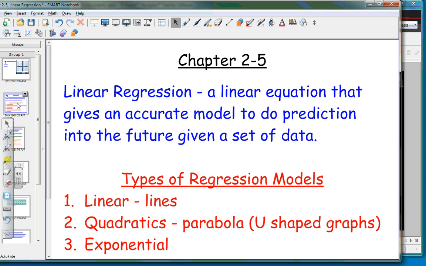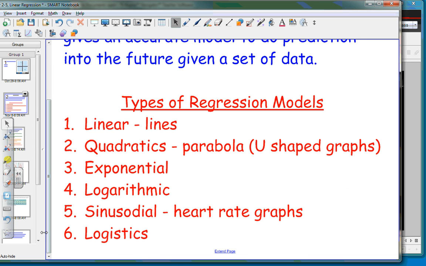Yes? So what we need to do is come up with data, and we need to find a regression model that fits that data so that we can come up with a prediction in the future of what's going to happen. Now, I use the election as an example, but before we go there, there's types of regression.